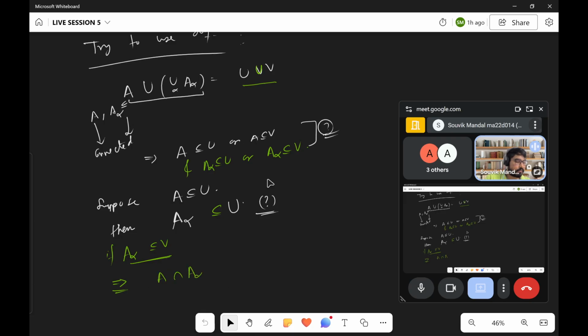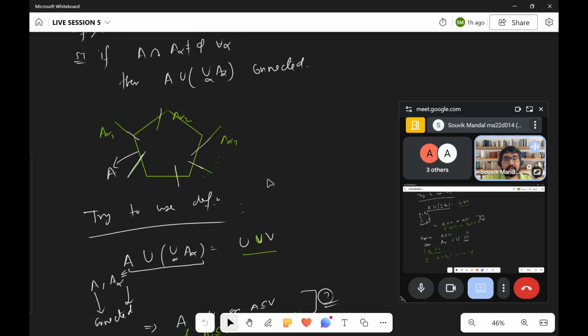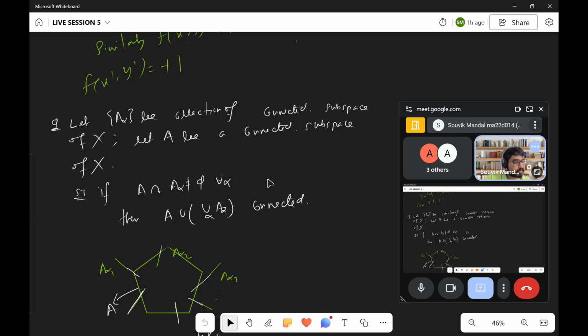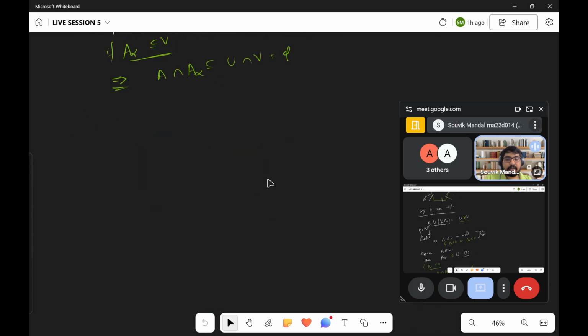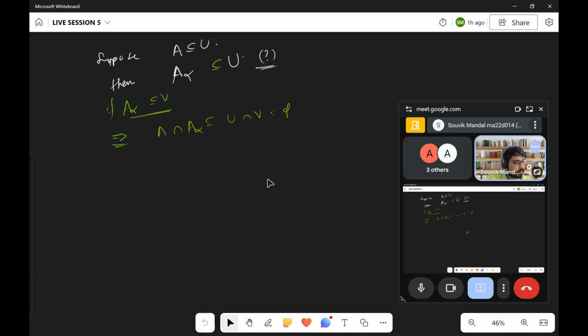So if A alpha is a subset of V, that implies A intersection A alpha is a subset of U intersection V. But U and V form a separation, so U intersection V is the empty set. But the given condition of this theorem tells that A intersection A alpha is non-empty. So A alpha being a subset of V cannot be true, and A alpha subset of U has to be true. There is no other option. Is it clear?